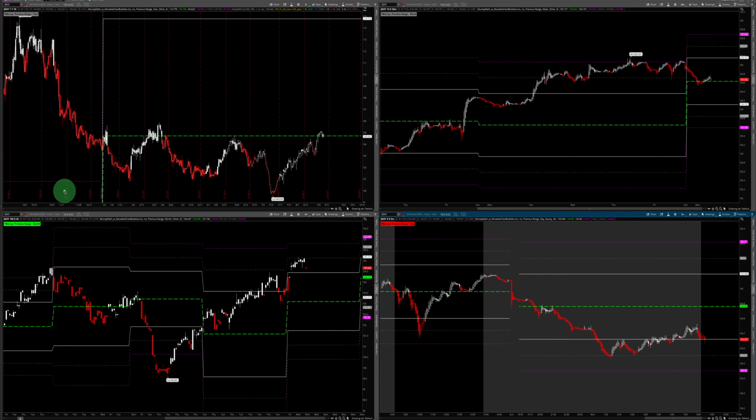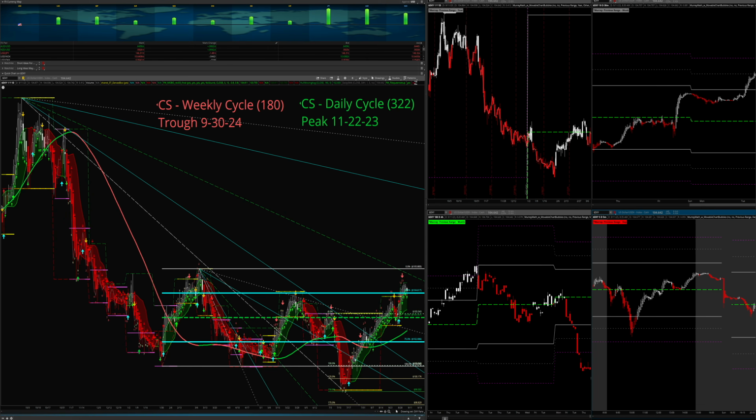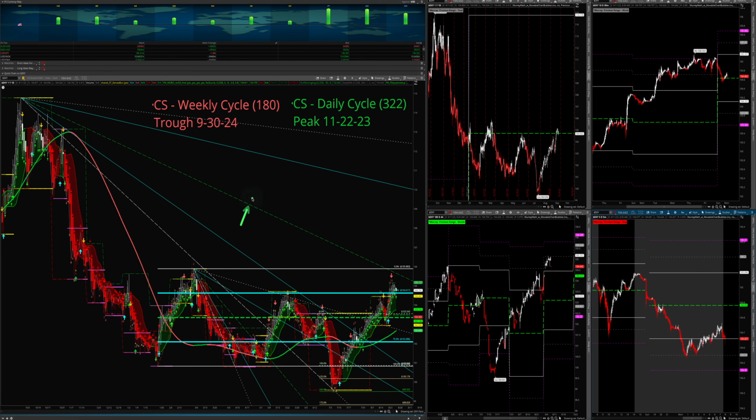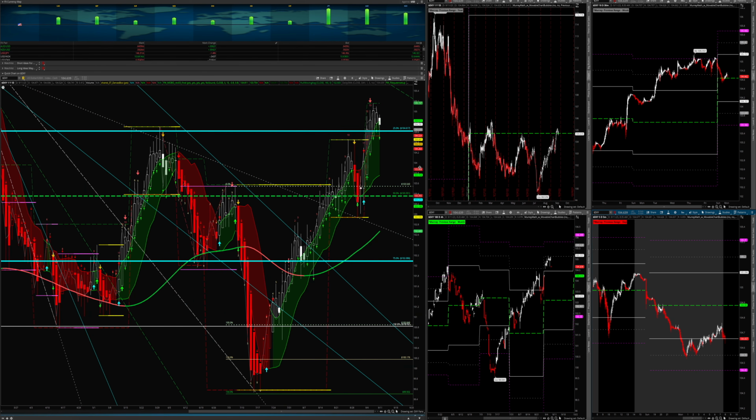You know what? Let's look at this chart too. Let me make some notes here. It's a weekly cycle, the 180. It's a trough around 9/30 of 2024, so I have it in red, meaning that cycle is down. However, on the daily we hit a peak as of now of November 22nd, 2023, and that cycle is up. And this is where we're at right now, chugging along.